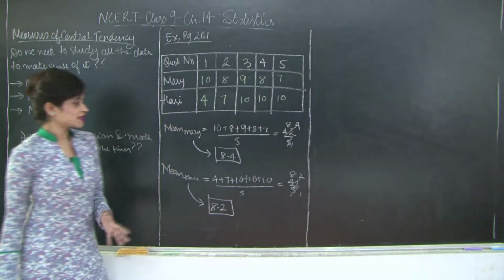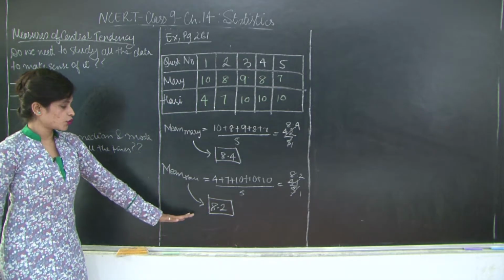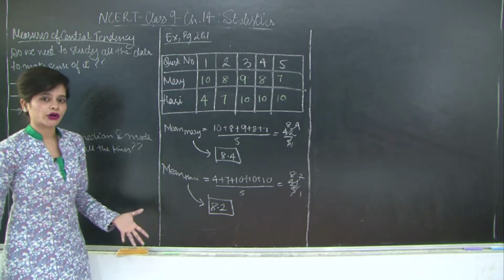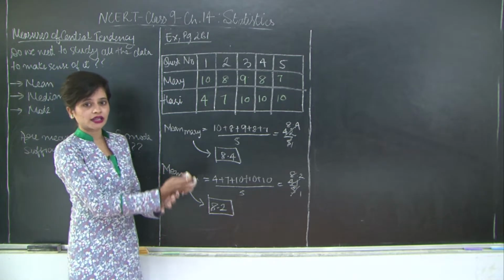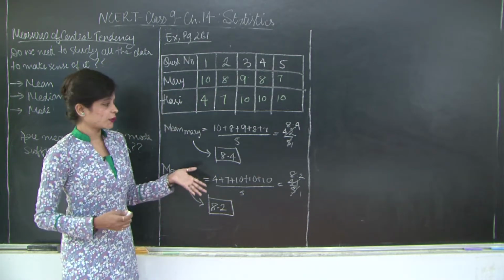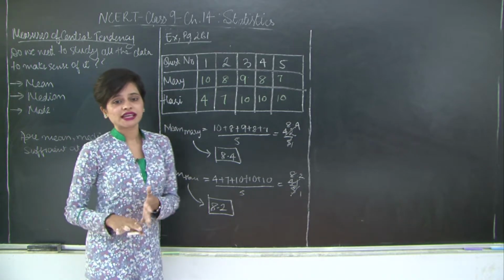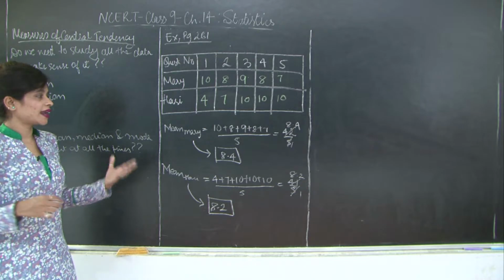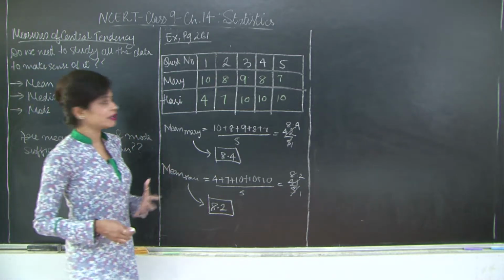So what do we notice is that the mean for Mary is more than that of the mean for Hari. But we can't really be sure all the times, because just before, when we solved example number 15, just before doing this question, we observed that the mean gets affected by extreme values. So we are going to take a look at the mode as well as the median. So let's go ahead and find the median.